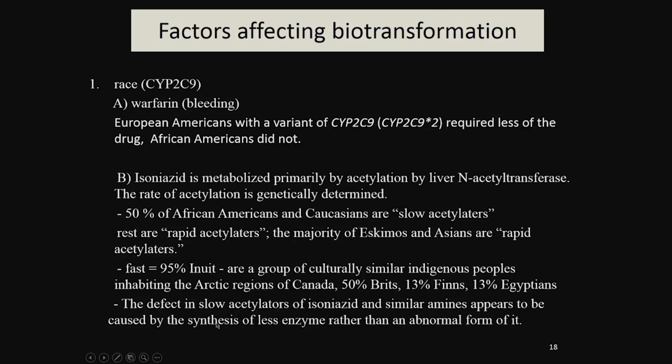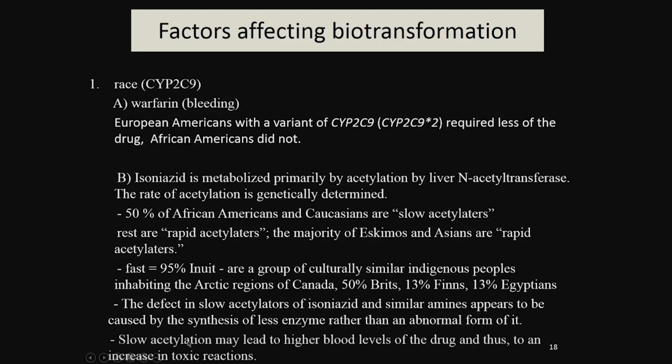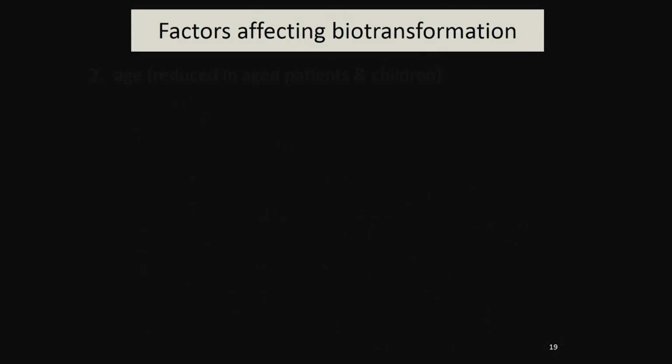So, why does it happen? The amount of enzyme that is synthesized is very low, so the drug does not get acetylated very fast. That is the big problem actually. So, slow acetylation may lead to higher blood levels of the drug, and so increase the toxic reaction. The drug will not be toxic in Asians, who are fast acetylators, but toxic in African Americans and Caucasians. So, for the same drug, race plays a very important role.